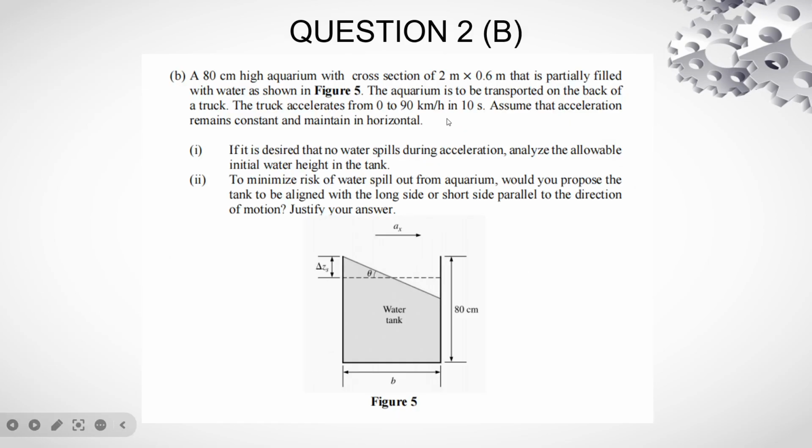So for question 2b, the question is an 80 cm high aquarium with cross section of 2 meter times 0.6 meter that is partially filled with water as shown in figure 5. The aquarium is to be transported on the back of a truck. The truck accelerates from 0 to 90 km per hour in 10 seconds. Assume the acceleration remains constant and maintained in horizontal.